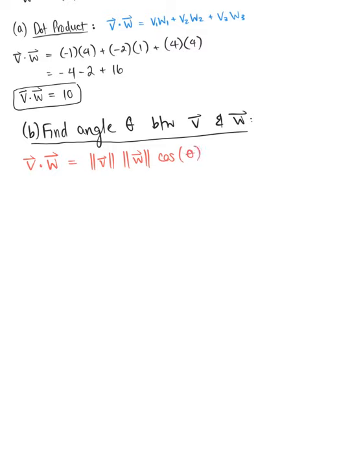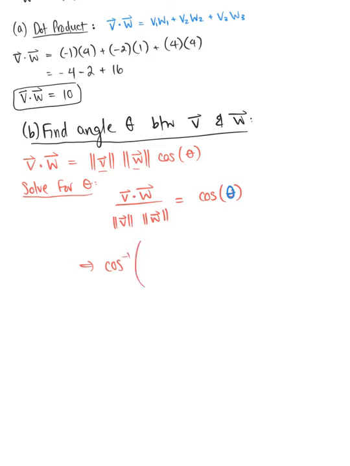So let's go ahead and we'll solve for theta. I'll divide both sides by the magnitude of vector v and the magnitude of vector w, which gives us the dot product of vector v and vector w divided by the magnitude of vector v times the magnitude of vector w is equal to cosine of theta. And then to isolate theta, we take the inverse cosine of both sides, which leaves us with inverse cosine of the dot product of vector v and vector w divided by the magnitude of vector v times the magnitude of vector w is equal to theta.